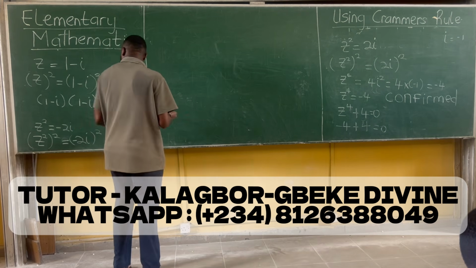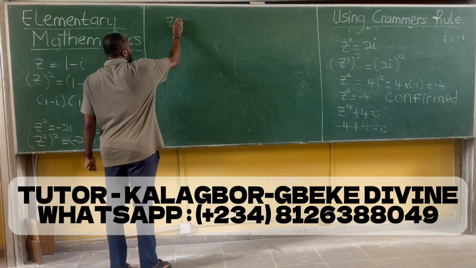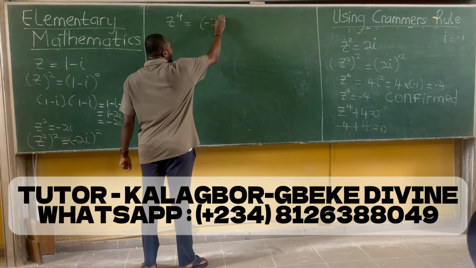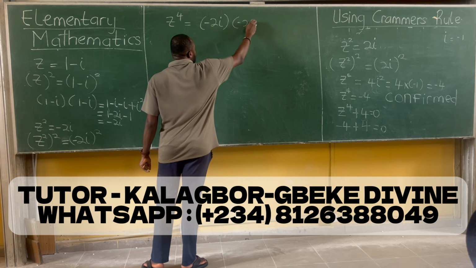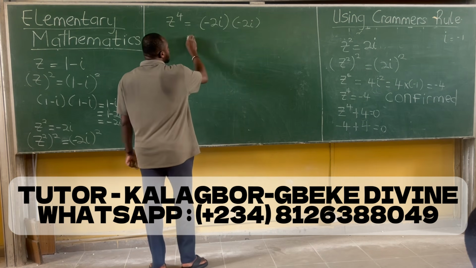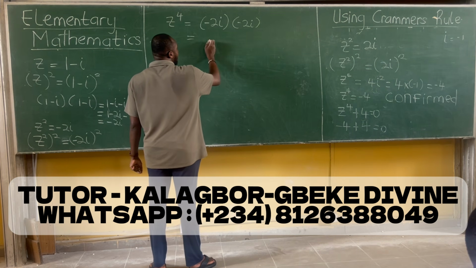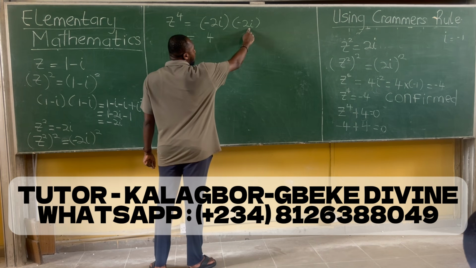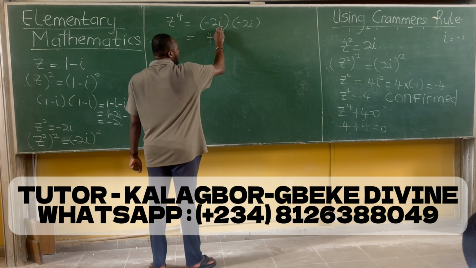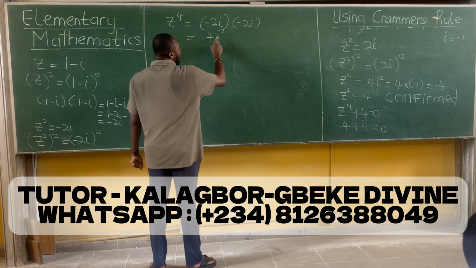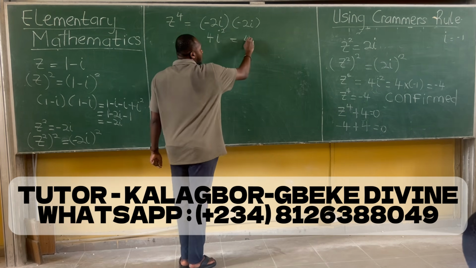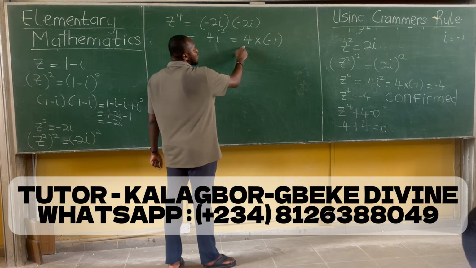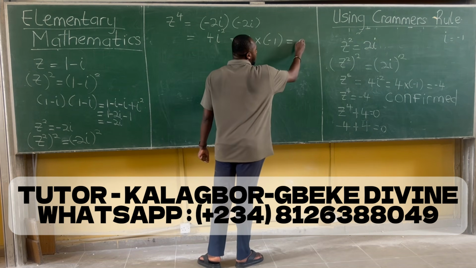Alright, let's go. So we now have z raised to the power 4. This will be minus 2i times minus 2i, right? Minus 2 times minus 2 will be plus 4, right? Minus i times minus i will be i squared. Now, i squared is minus 1, right? So we have that 4 times i squared was 4 times minus 1, which equals minus 4.